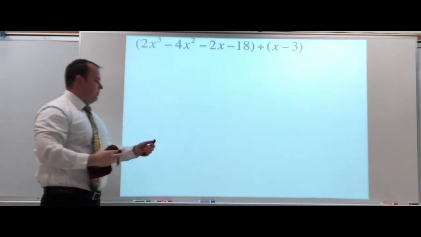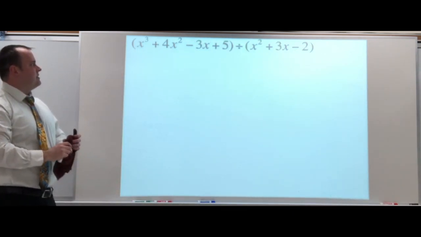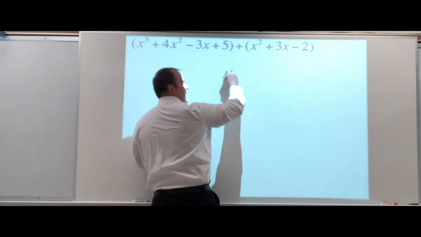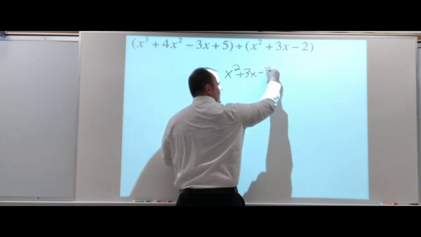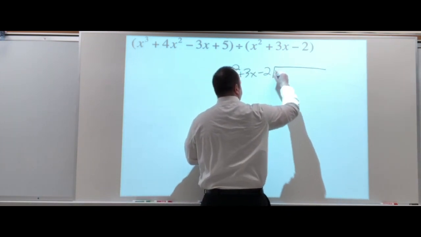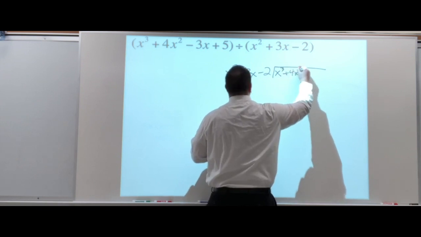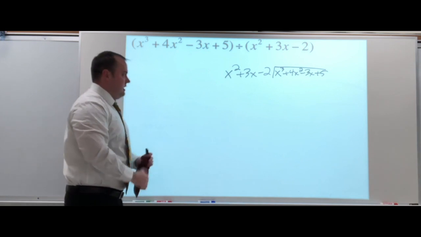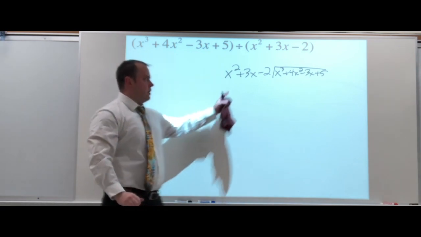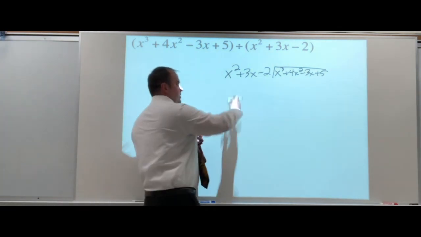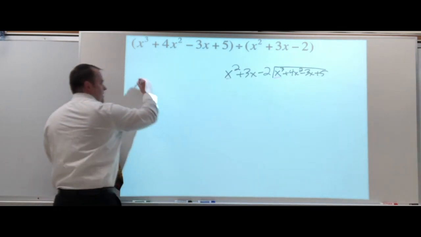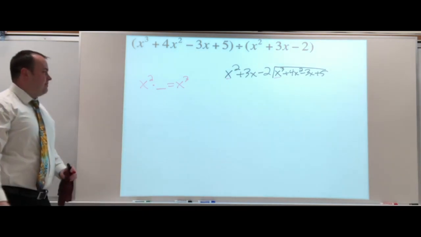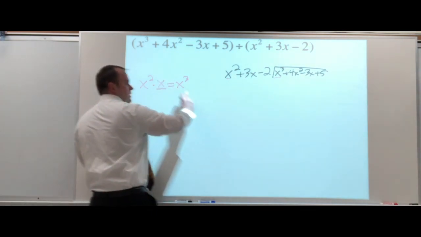Okay, doing another example here. This time we have x cubed plus 4x squared minus 3x plus 5, and that's divided by x squared plus 3x minus 2. Now, even though we have a trinomial here, the work's still the same. I still care about those first terms. So I'm thinking x squared times what gives me x cubed. I'm just going to multiply by an x.